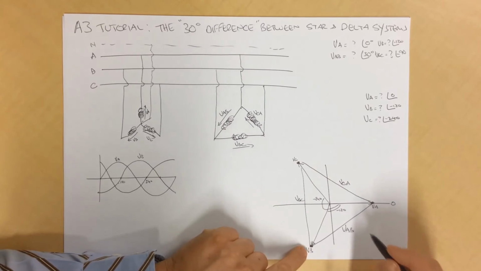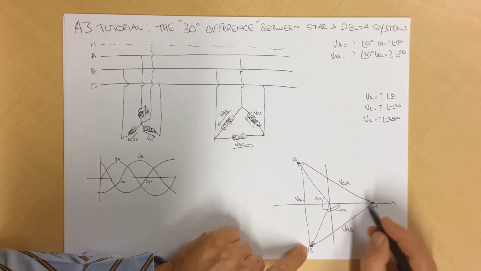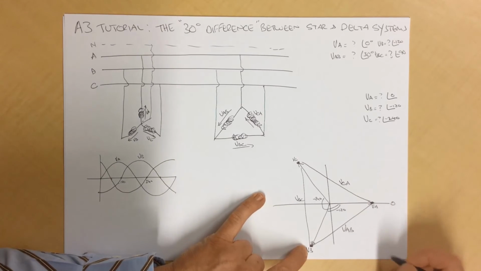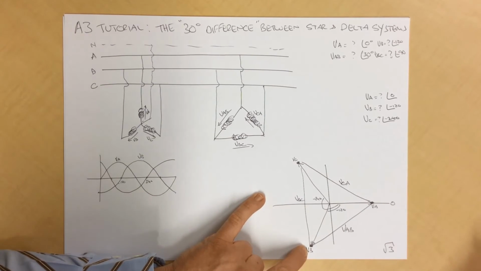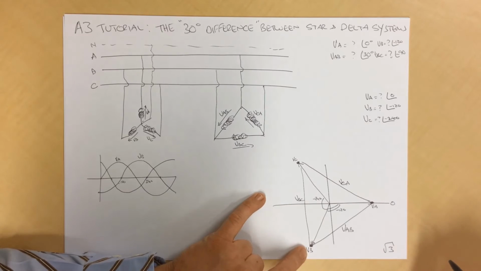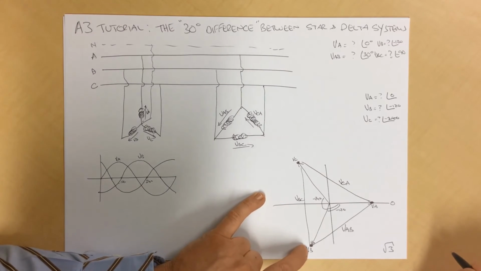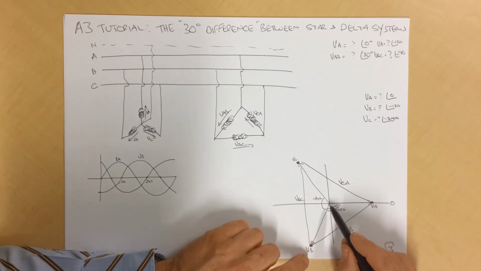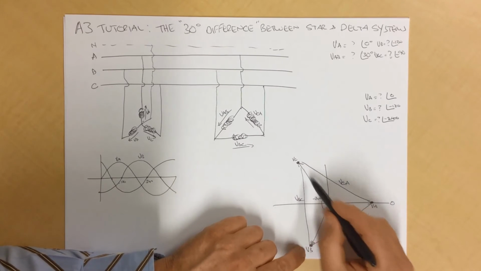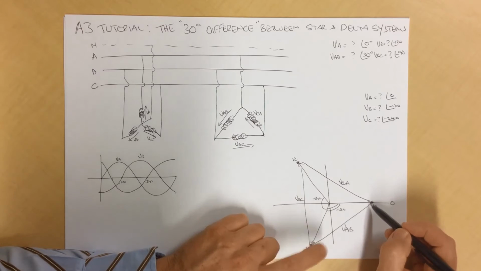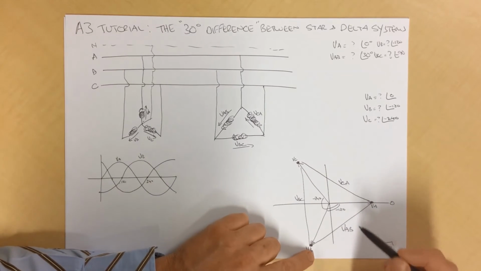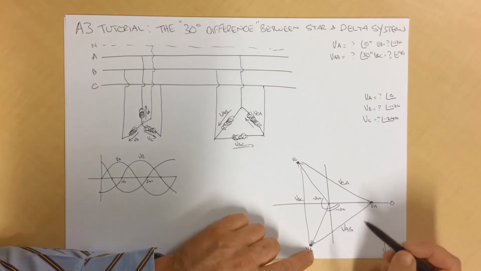If you were to do this diagram properly on some grid paper, you would find out that the relationship between these in a perfectly balanced system is root 3. And I challenge you to do that if you were to draw it on grid paper. So we've now established our star voltages and our VAB, VCA and VBC voltages, but we still haven't explained where the 30 degrees comes from.